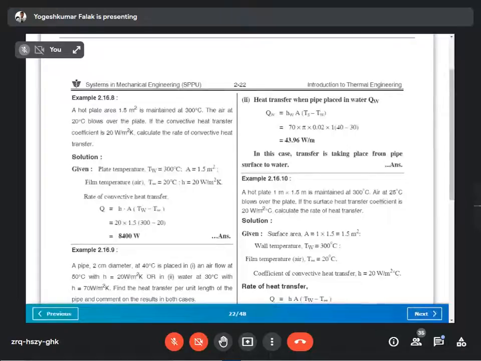Calculate. Are you getting the same answer or a different answer after calculation? Same, sir. Okay, very good. So it's that simple.